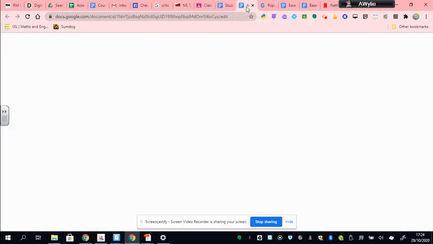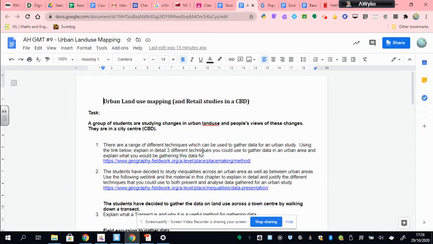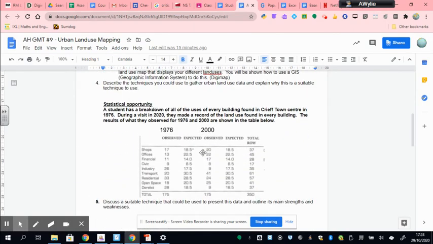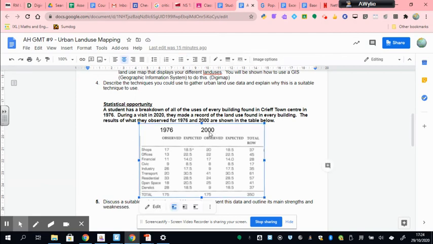Okay, now let's just put all of this in the context of the questions that you're being asked to deal with. In this case, you've gone into a town center because you're doing urban geography, and you're looking at the number of different land uses in a town center. You've got the data for 1976, and you've now gone in the year 2000, and you've found this. And you want to see if there's a difference in the different land uses found in the town center, in this case, Crieff, between these two years.